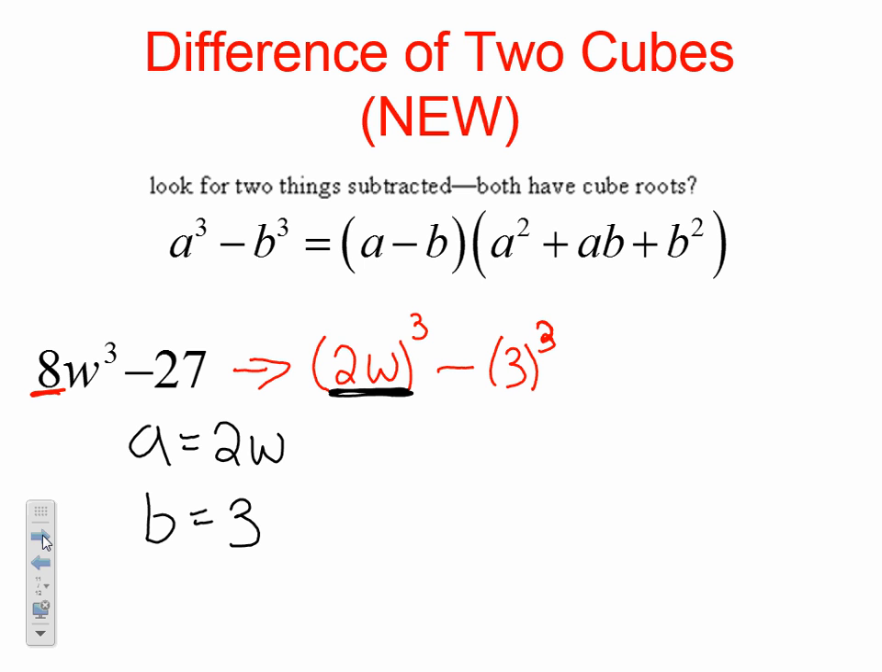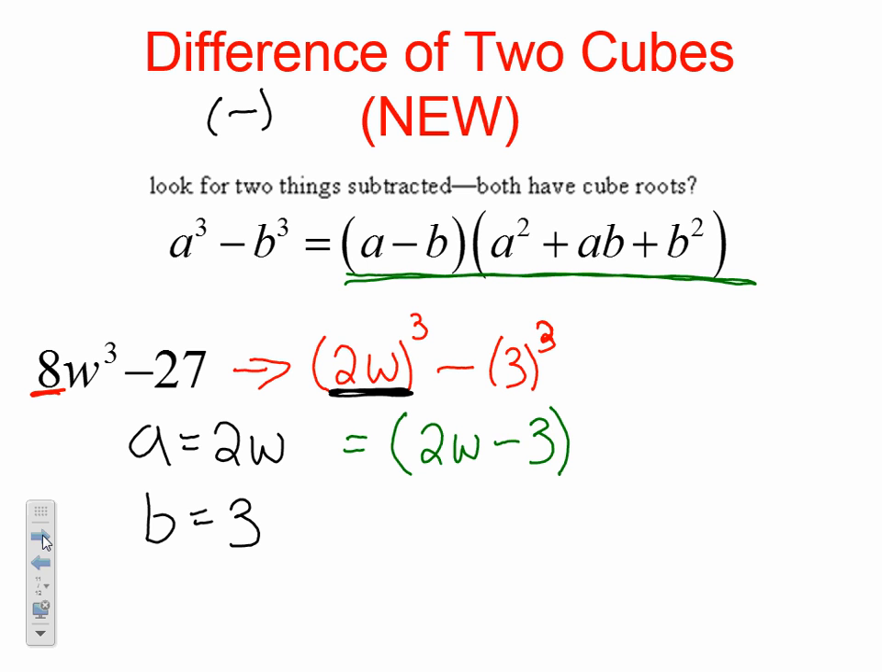Now, this is different, which means subtraction. Okay? So all I'm going to do is plug my a and my b into this equation right here. So this is going to equal a, which is 2w, minus b, which is 3, to the quantity. Now this whole thing, the 2w is all being squared, okay? Plus 2w times 3 plus 3 squared.